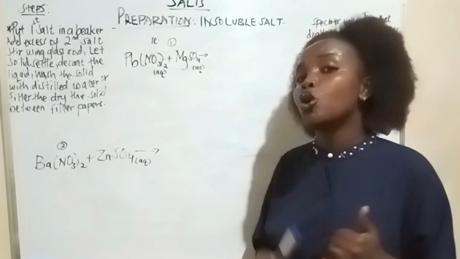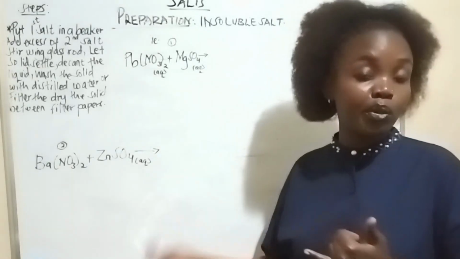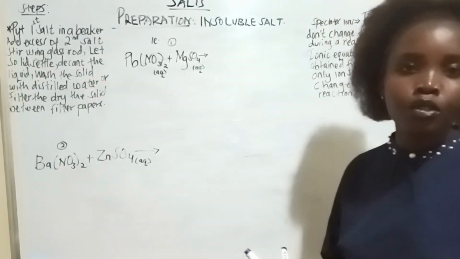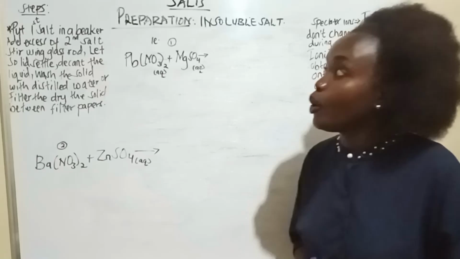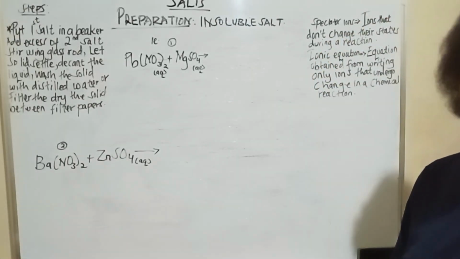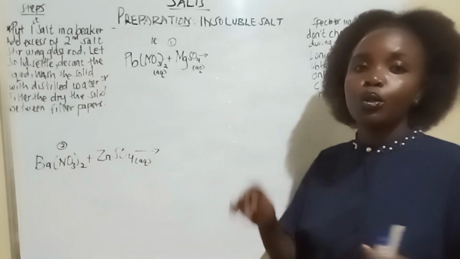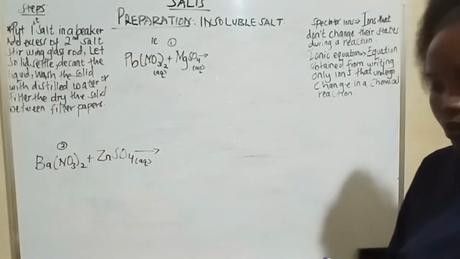The first one is what you call direct synthesis. We've also discussed it in another video. You can check it out. And now this method that you call precipitation reaction, double decomposition, or double dissociation.